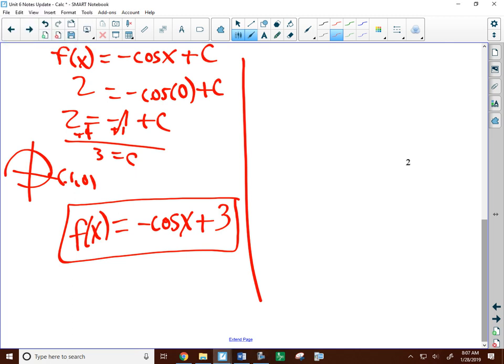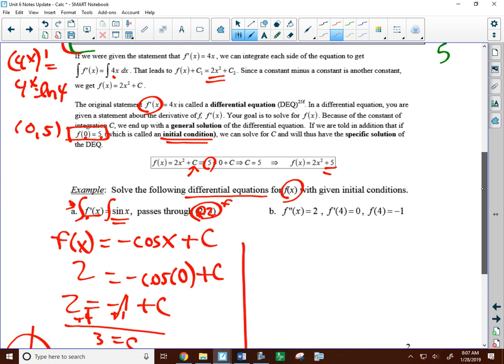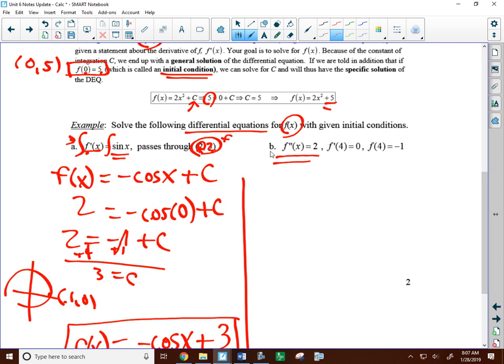All right, so let's finish this up. So let's do another one. Now this one, they give us 2 initial conditions. This is x and y. This is the slope, the derivative x and y. At 4, the slope is 0. And we start with the second derivative. So we have to work backwards twice, because they want f.